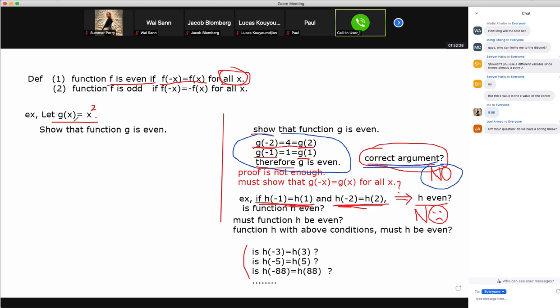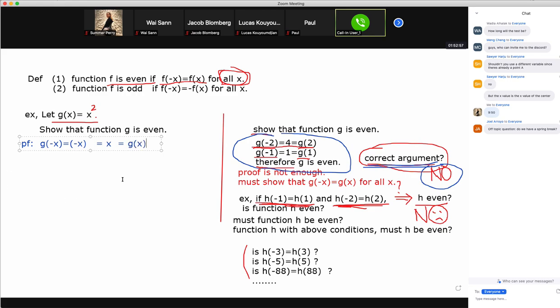Okay, so now what is the correct proof for g of x? This is what you do. The proof is this. What is g of minus x? Well, g of minus x is equal to minus x and then what? Squared. So we get this. And this comes out to be x squared, which comes out to be g of x.